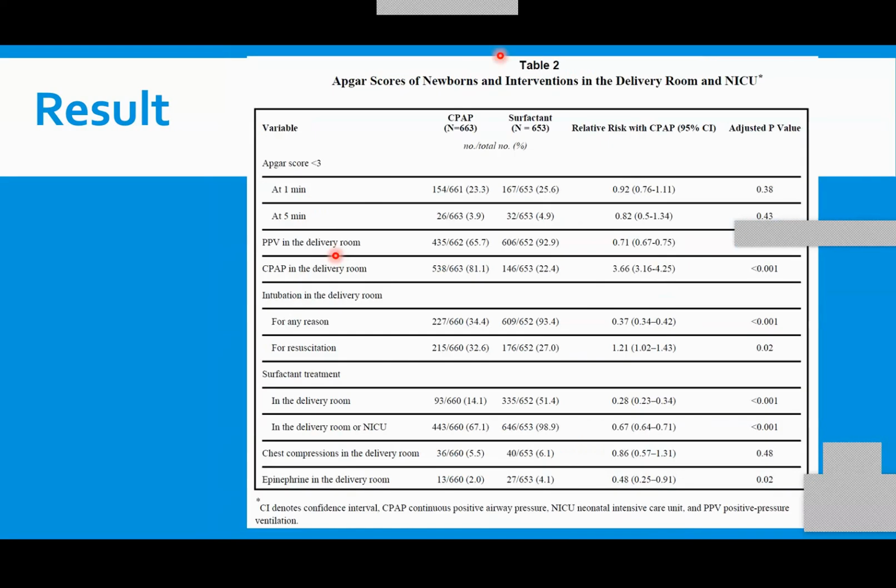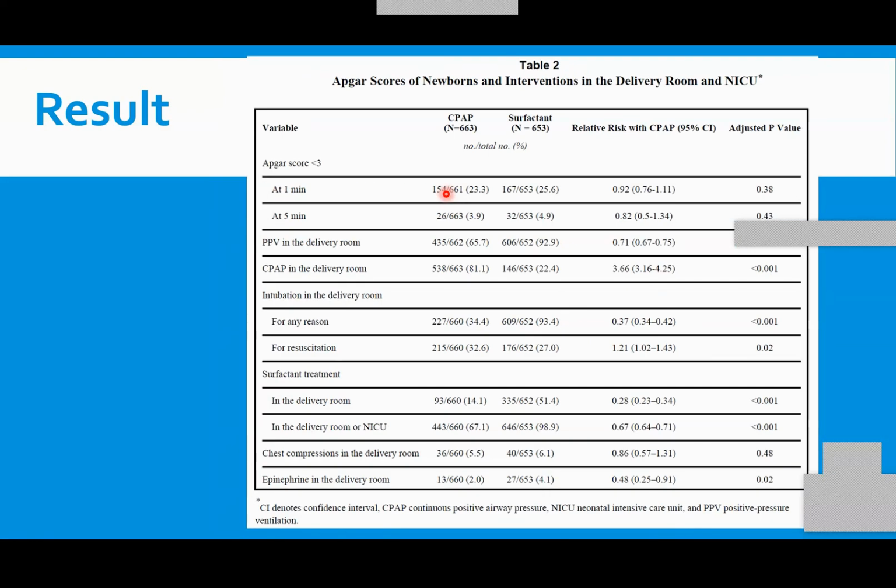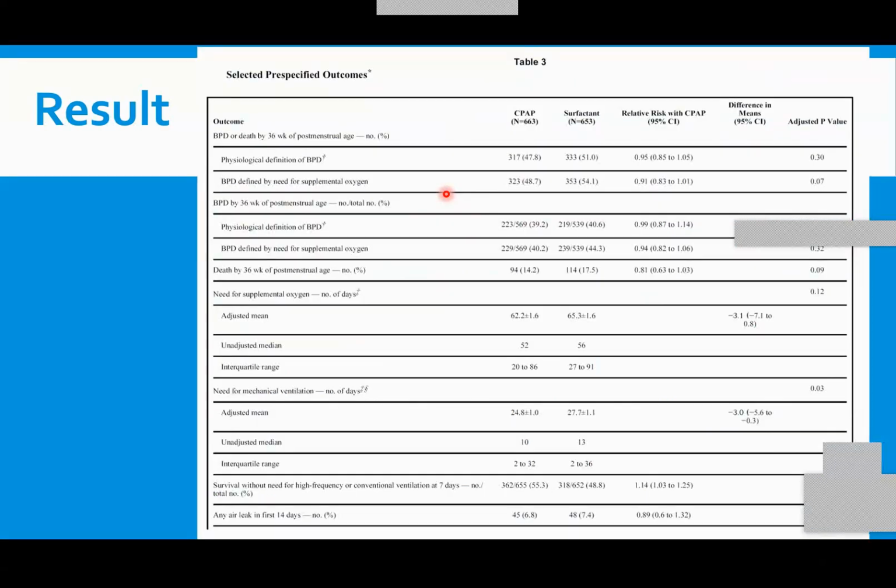And table 2, most of the time, tells you the analysis. So you can see arm 1, arm 2, the relative risk, and the adjusted p-value. We'll talk about the relative risk when we do the analysis of data. So most of the time in table 1, you take demographic data of your sample size, the characteristic of your sample, and table 2 usually tells you the significance. And again, more secondary outcomes, but sometimes they present it in a graph.